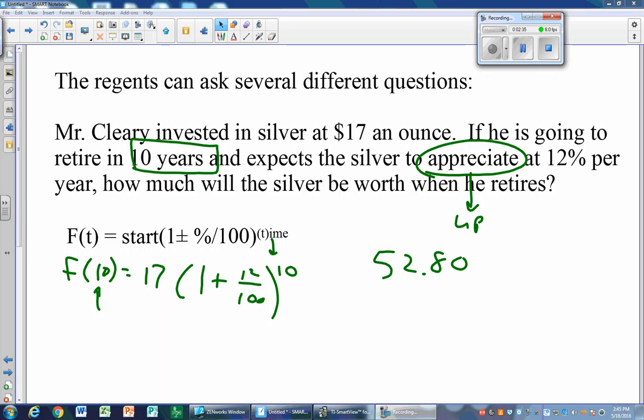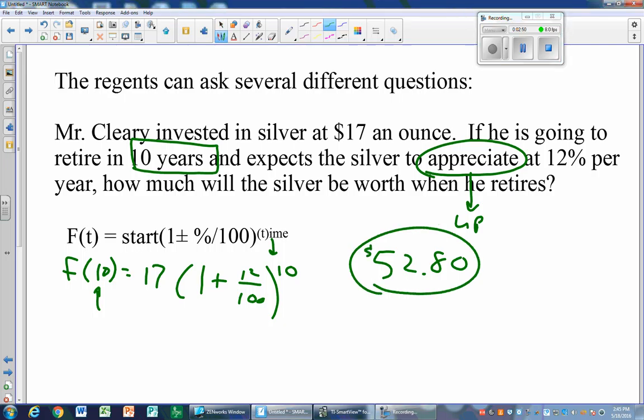I reread the question to make sure it doesn't say that he bought 100 ounces or 50 ounces or anything like that. If it said 100 ounces, I'd have to multiply that by 100. If he bought 2,000 ounces, I'd have to multiply that by 2,000. Okay, so this is how much the silver is worth. Dollar sign.